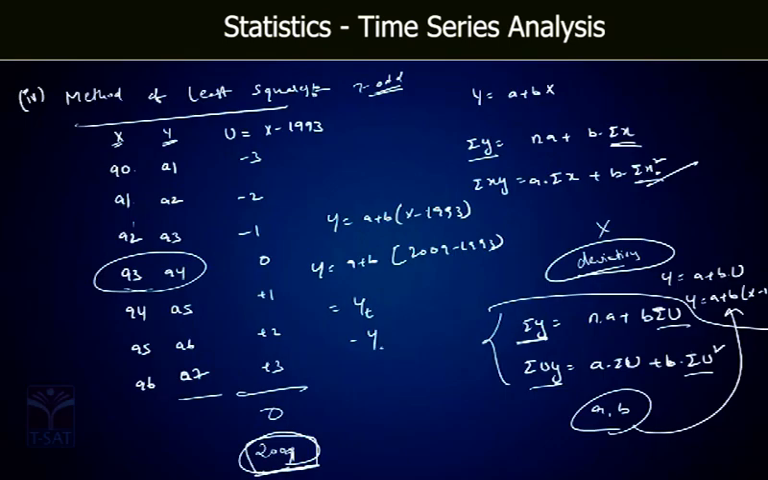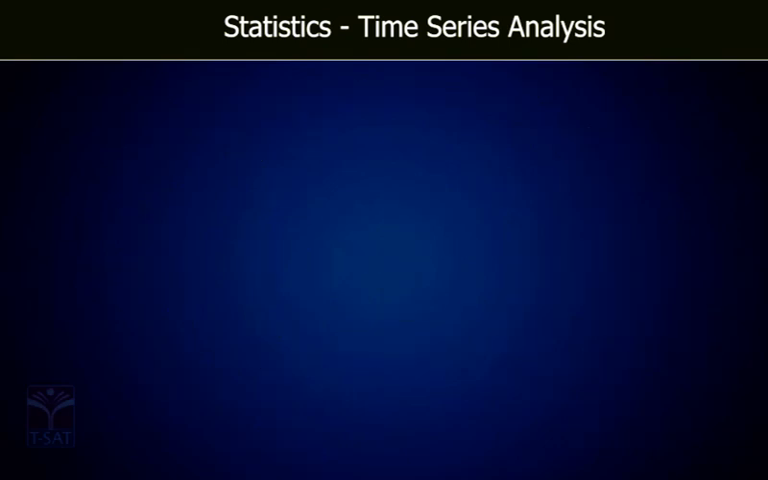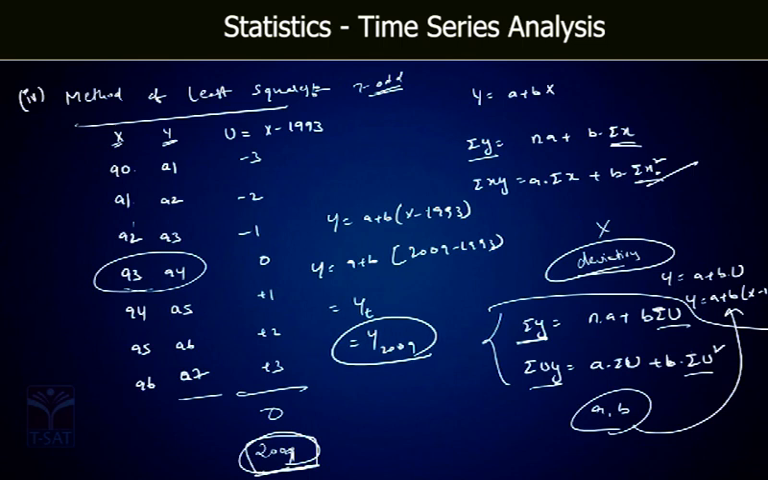y is equal to ఇప్పుడు a plus b into x వాల్యూ ఏంటి, నాకు 2009 ఇయర్ వాల్యూ కావాలి. సో 2009 minus 1993. Directly I will get yt, that is nothing but y at 2009 value. Like this, we will predict the future values using the fitted equation using method of least squares. So this is one case.